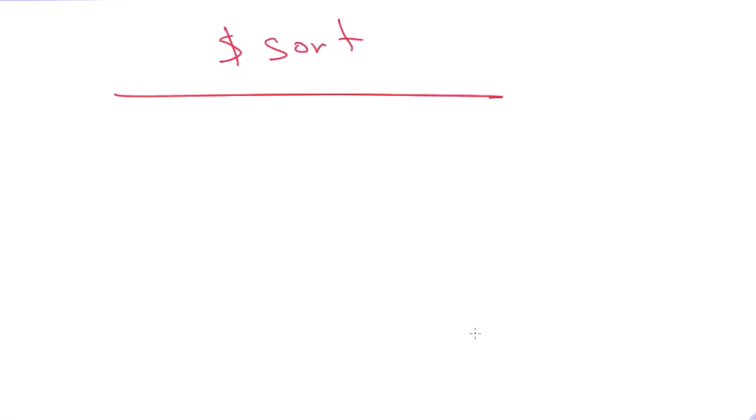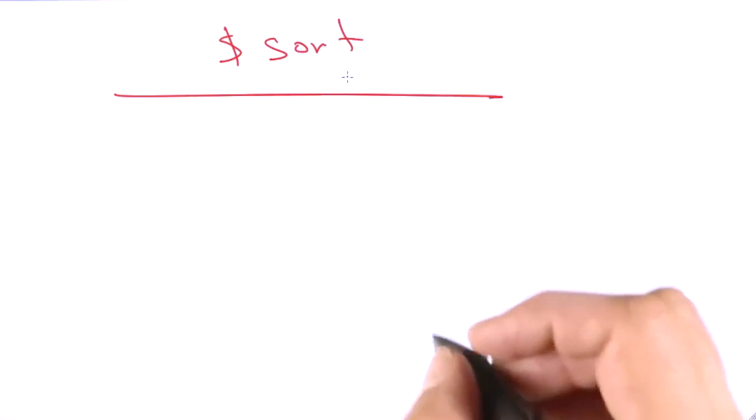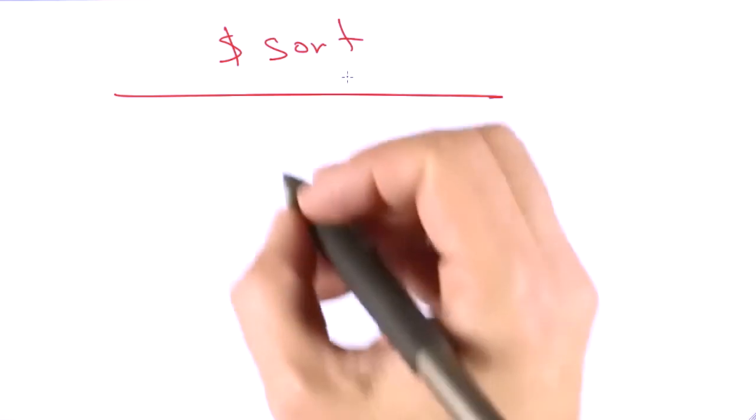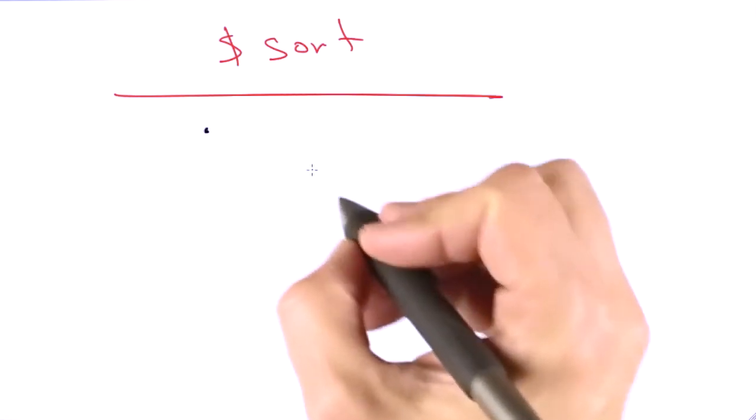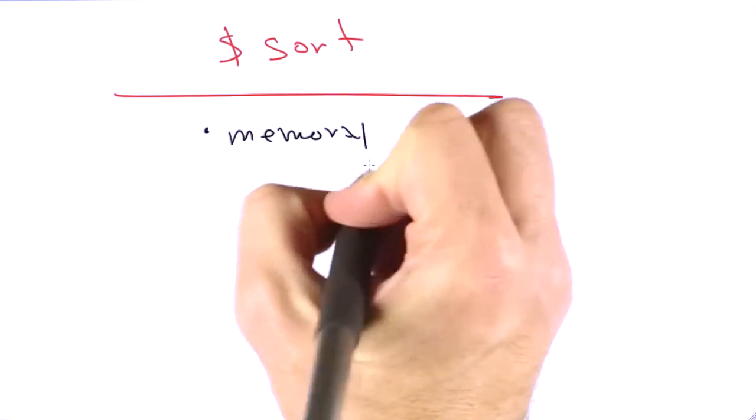All right, let's talk about the $sort pipeline stage when you're aggregating. Now, $sort does pretty much what you'd expect. It sorts the documents, but a few things to keep in mind when you use sort. The first is that it can be a real memory hog.